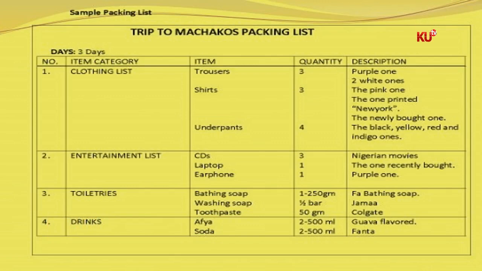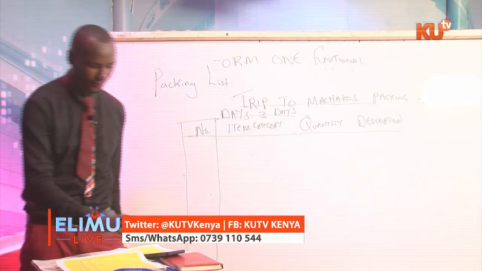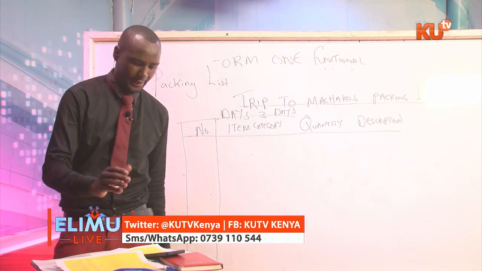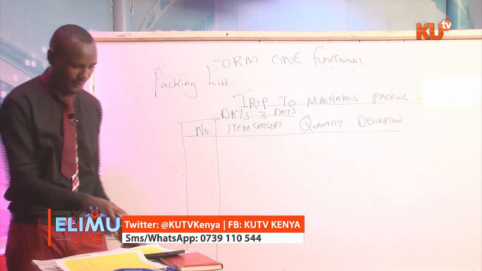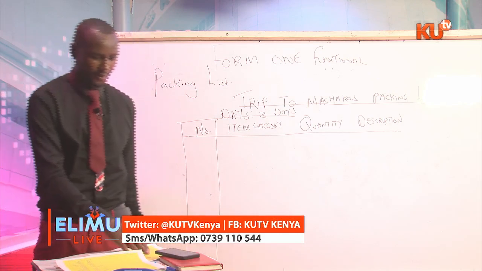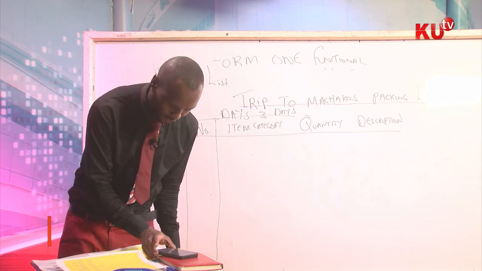So how do you start when you are making this packing list? That is a practical sample. I want to take you through how you start. Get a piece of paper and a pen and write the word packing list. This forms part of the title. The other part is the place to visit. Like in our example, we have said we are going to Machakos.